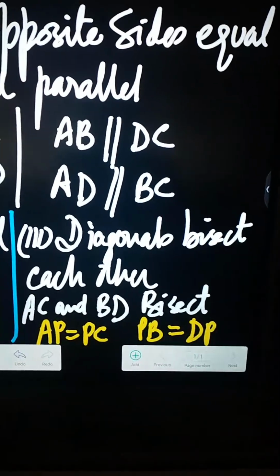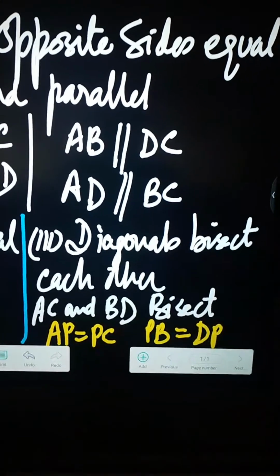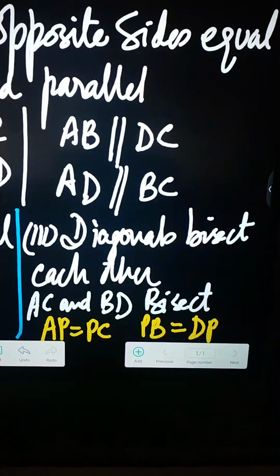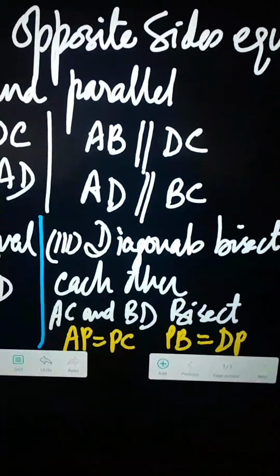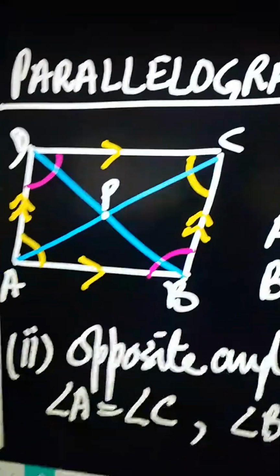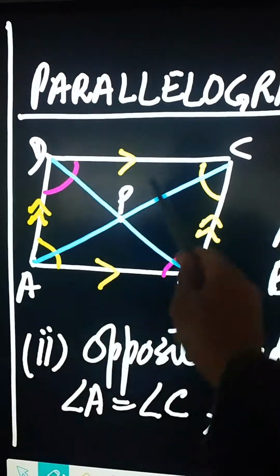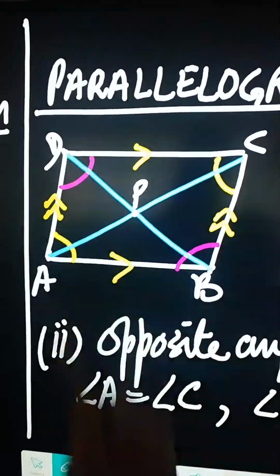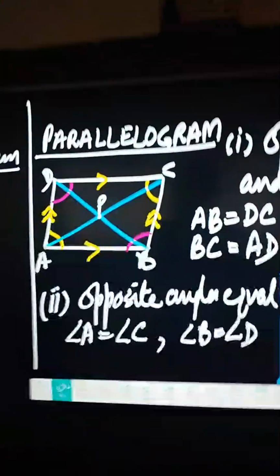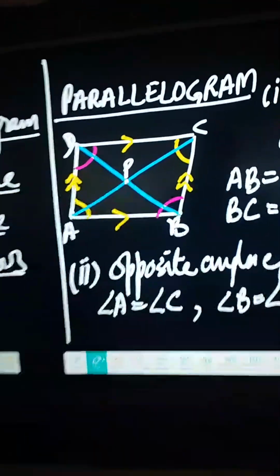Diagonals bisect each other means AP is equal to PC and BP is equal to DP. They are equal. This is the property of a parallelogram.